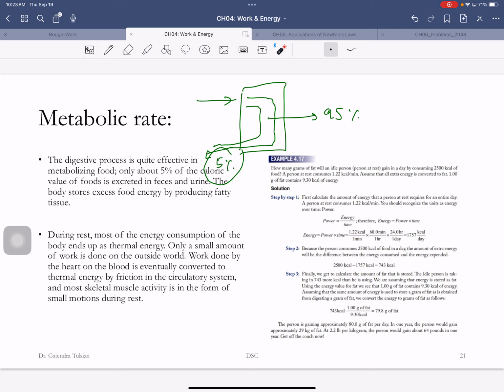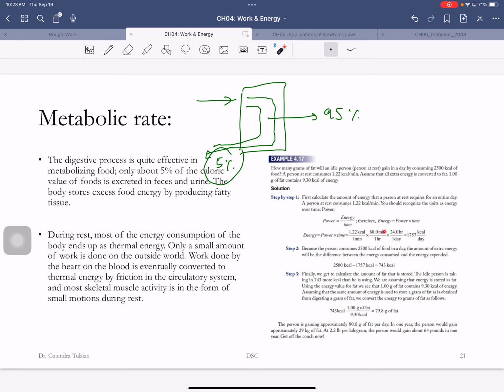Work done by the heart on the blood is eventually converted to thermal energy. What this problem does is it shows you how much excess energy. So if I eat more than my body needs per day, what happens to the excess energy? I store it as fat for a rainy day. This problem shows you how much fat I would store.